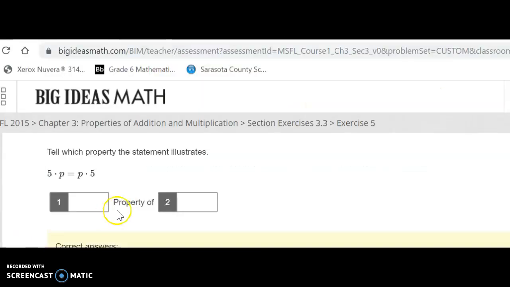Tell which property the statement illustrates. 5 times p equals p times 5. Well, again, they're moving around our numbers, so this is the commutative property. Now, what kind? Is it multiplication or addition? 5 times p is definitely multiplication.